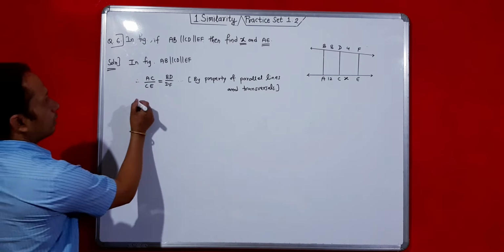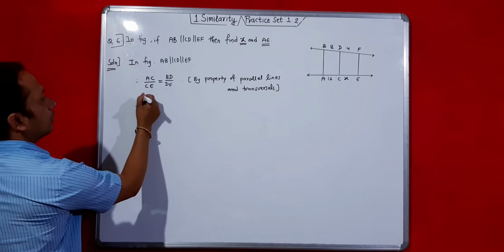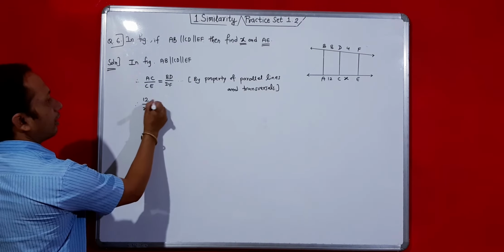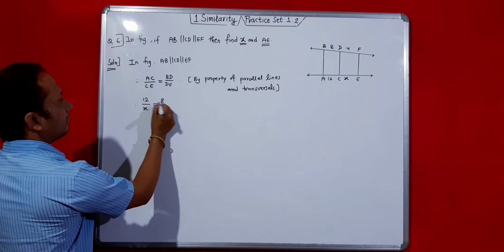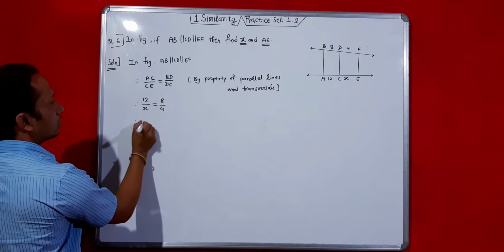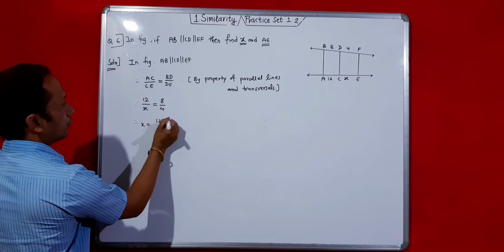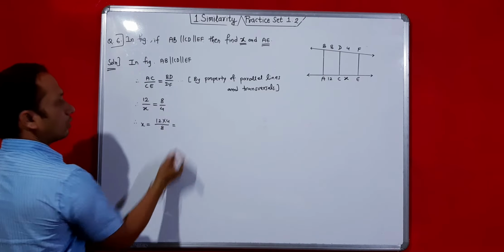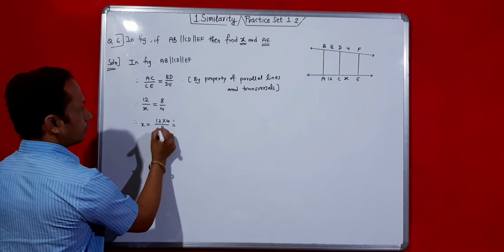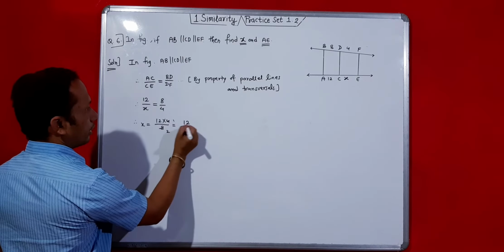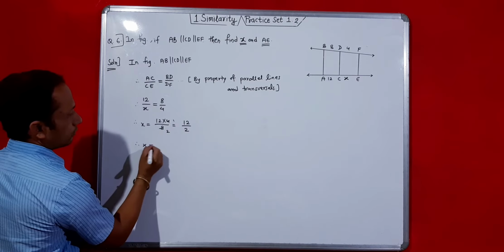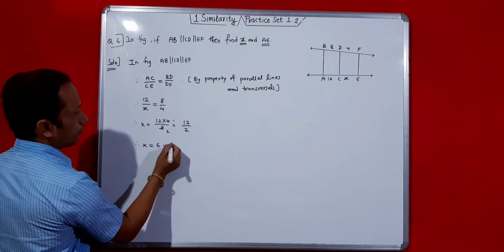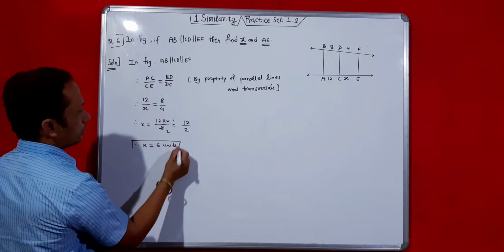Therefore what is AC? It is 12, CE is X. Then what is BD? 8, and DF is 4. So X is equal to 12 into 4 upon 8. 4 ones are 4, 4 twos are 8, so 12 upon 2. Therefore x is equal to 6 units.